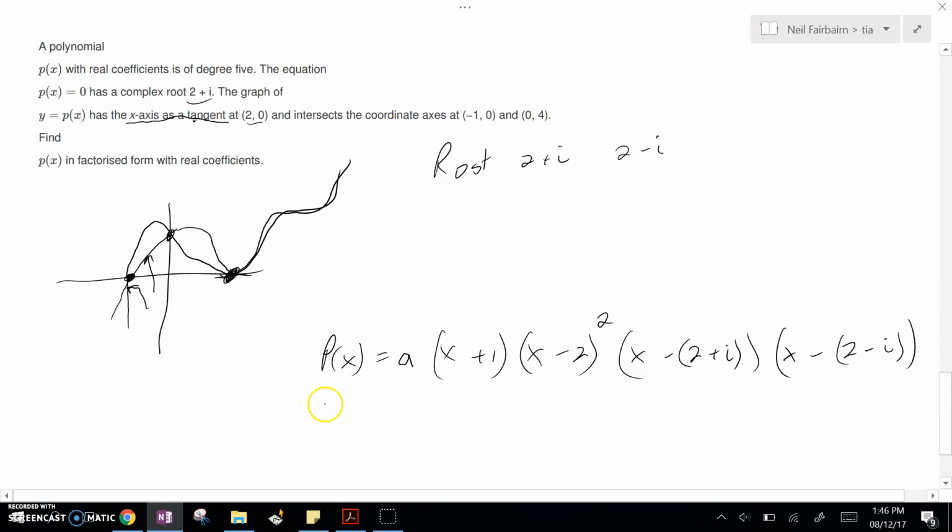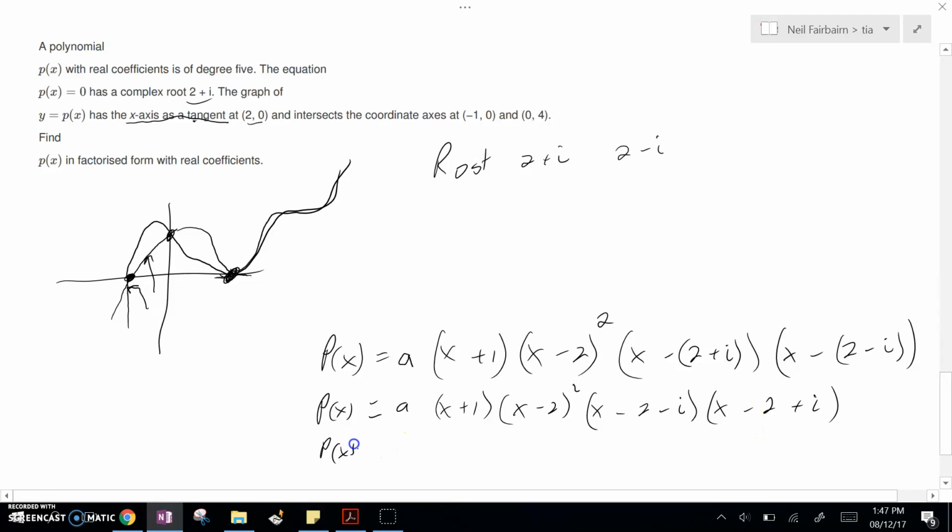Okay, well let's play around with this. So p of x is equal to a times (x plus 1)(x minus 2) squared. I'm going to multiply this out. So what do we got? x squared... Let's just do this: (x minus 2 minus i) times (x minus 2 plus i), so I don't make a mistake.